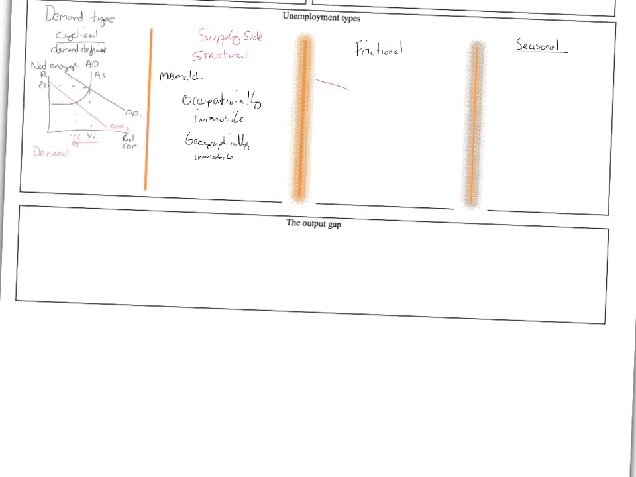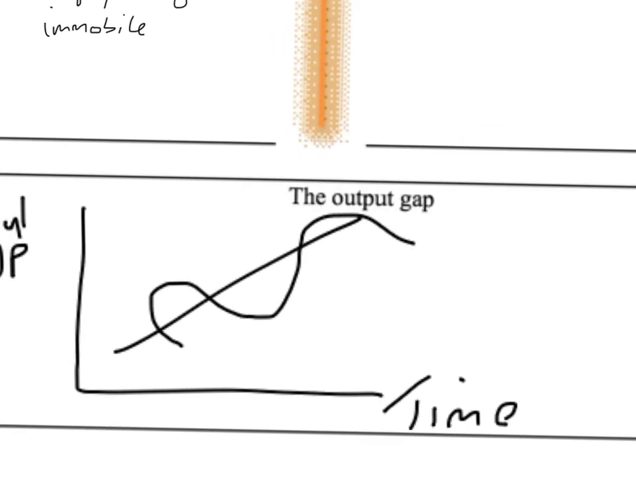Okay, last bit of this is the output gap. Now, output gap, this is this diagram where we've got this squiggly line going up here. Real GDP is up here, and this is time. Right, I'm going to zoom in on this to make it easier. What is the key thing here?